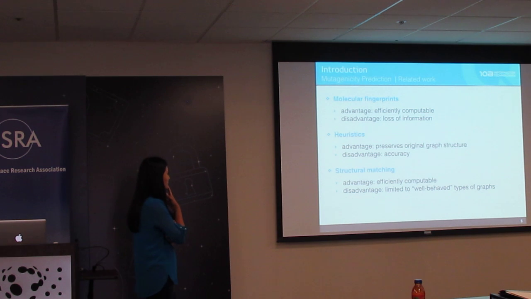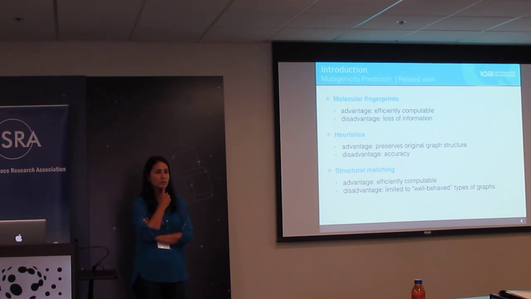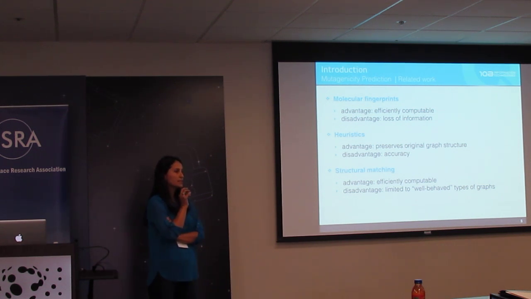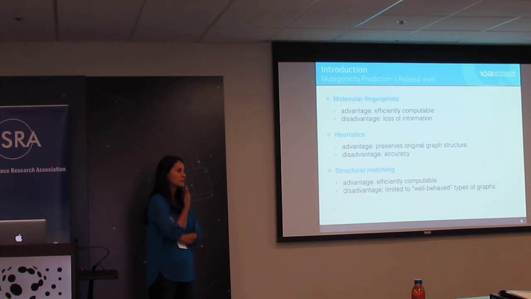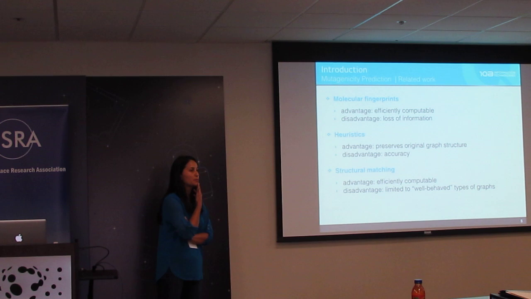The last related work is very interesting. In this case, they also use graph representation of the compounds, but they look at the specific structures and they use a specific type of graph. And in that case, they can solve the problem efficiently, but it is reduced to those types of graphs. So if you want to go to a more complicated type of graph, their method doesn't work, and then they need to use some approximations too.